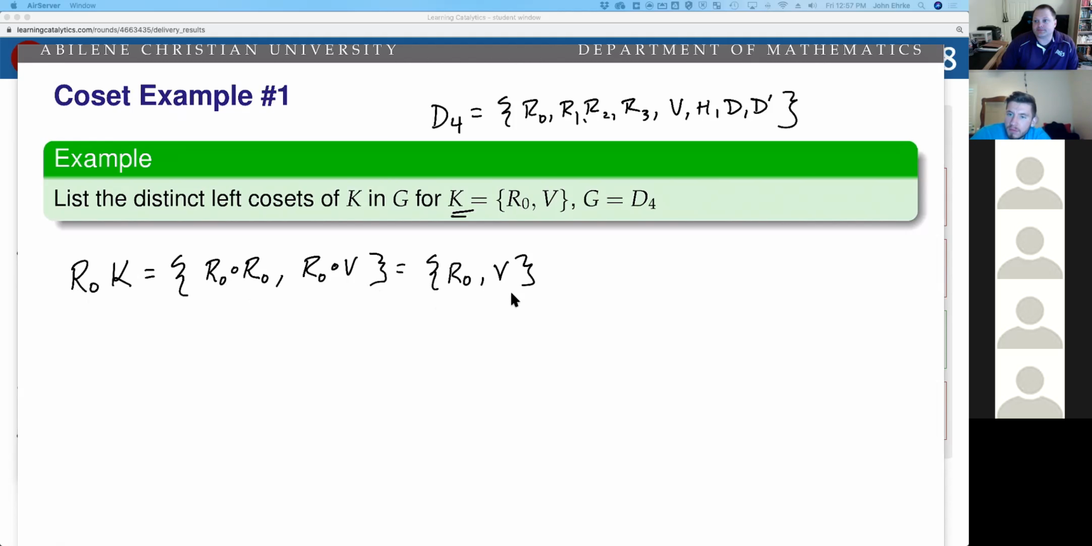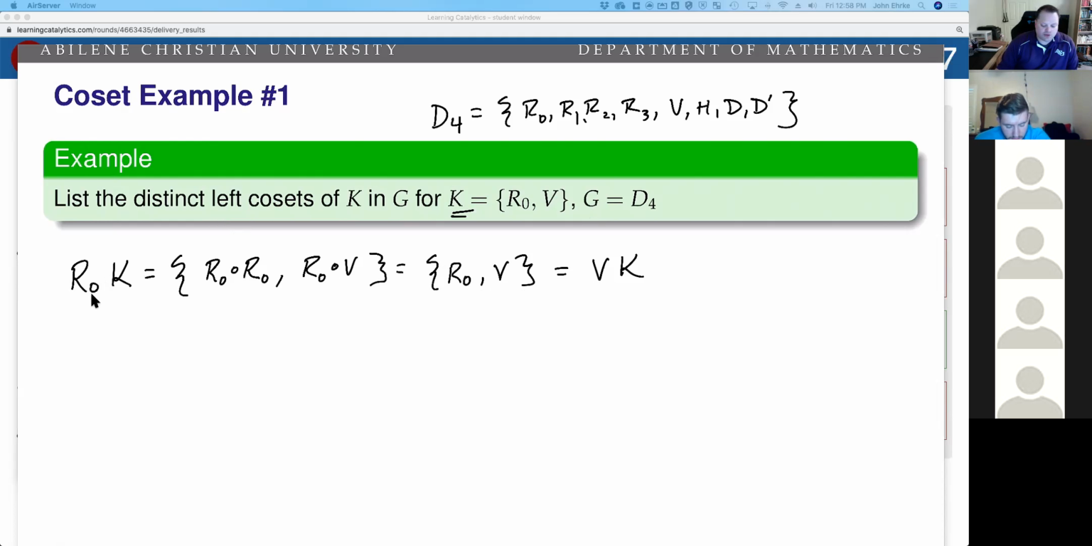I claim that this is the same as VK. To see that, if I multiplied on the left by V, V R naught is just V, right? What is V times V? I'm going to say times instead of compose, but it's composition. So what is V times V? It's R naught, because if you do a vertical flip and then do a vertical flip again, it just takes it back to where it was. So you can see that the representative from V is the same as the representative from R naught. They end up being the same coset. So I don't think there are any other representatives that'll work here.